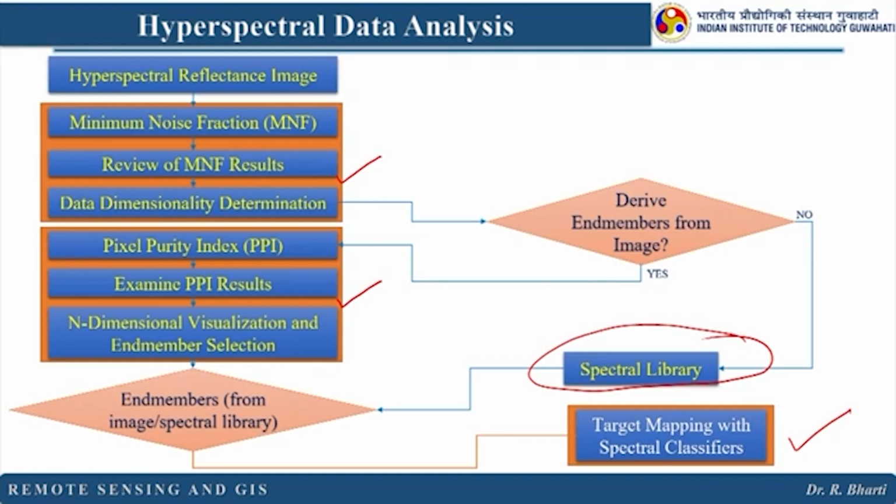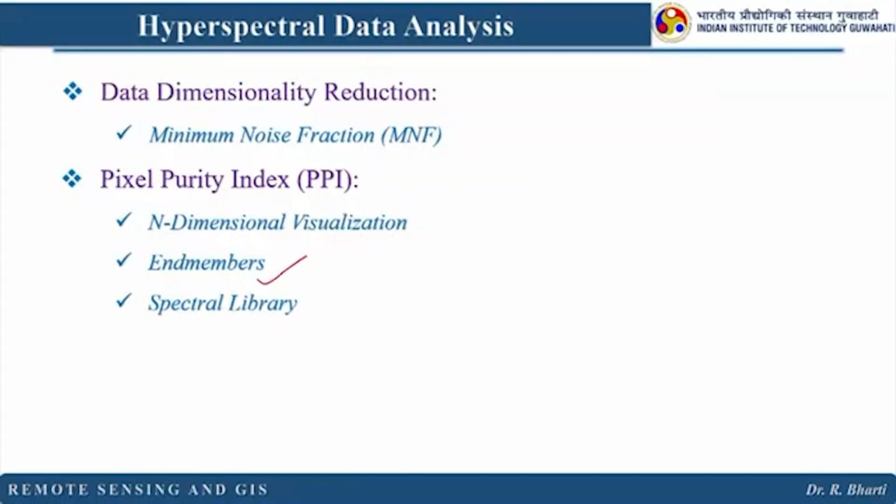That also we will discuss, because here the classification technique is different. From the previous slide, I have taken this data dimensionality reduction. Here we have the minimum noise fraction method, and when we talk about pixel purity index, why do we do that? We do that to derive the end members. So here first we will visualize this in n-dimensional space and then we will generate the spectral library, right?